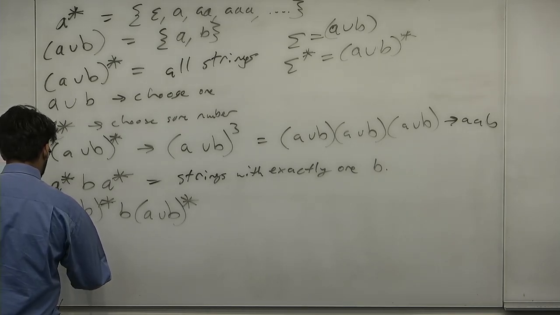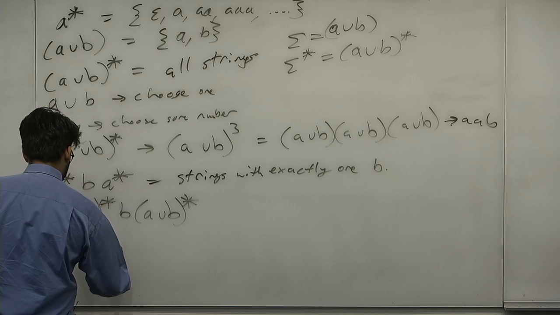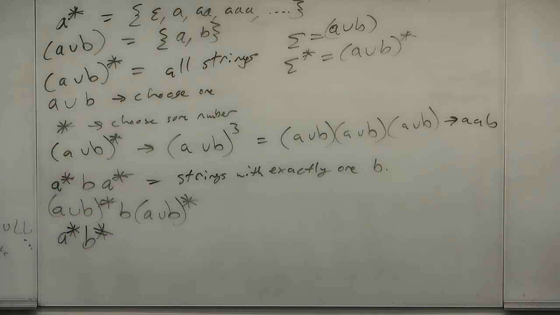Okay. What about A star B star? Any number of A's followed by any number of B's? Yeah. All the A's have to come before all the B's. There are some other characterizations of this: all strings that don't contain BA as a substring. If there exists a B in the string, it comes after all possible A's. Things like this, right? We kind of understand what this is.